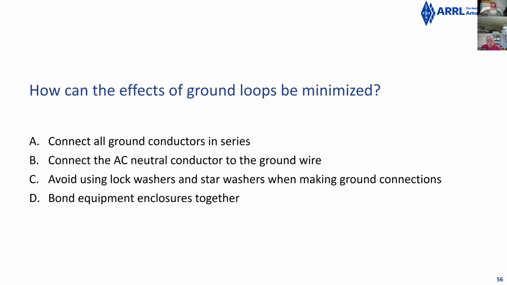How can the effects of ground loops be minimized? A, connect all the ground conductors in series. B, connect the AC neutral conductor to the ground wire. C, avoid using lock washers and star washers when making ground connections. Or D, bond equipment enclosures together. D. Sorry, C, D is sharp in or dog. D dog? Yep. D dog.